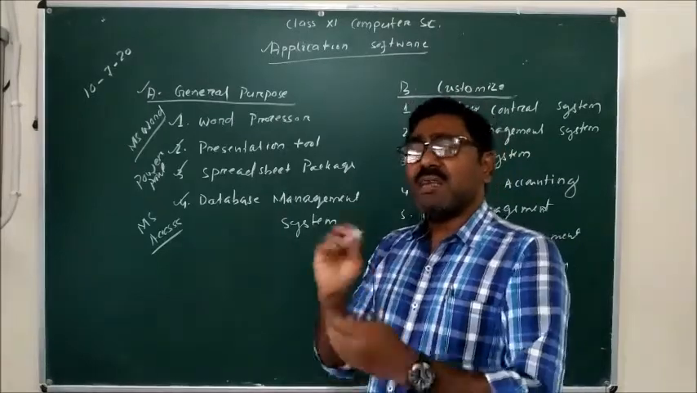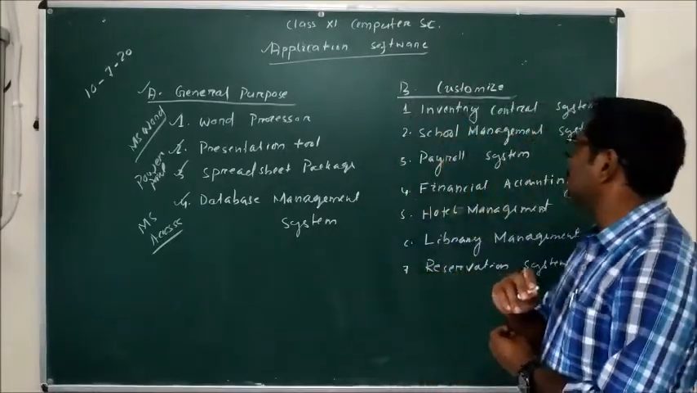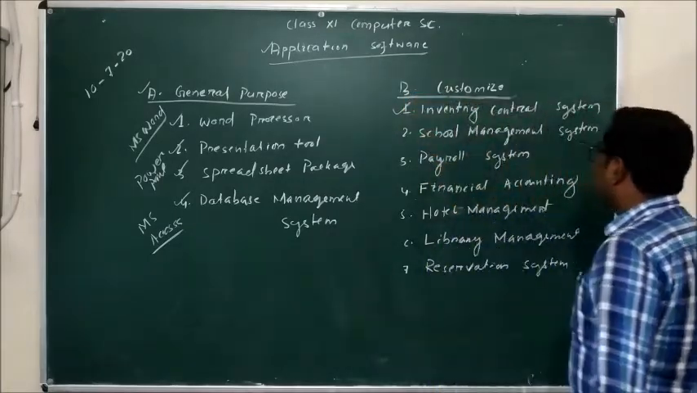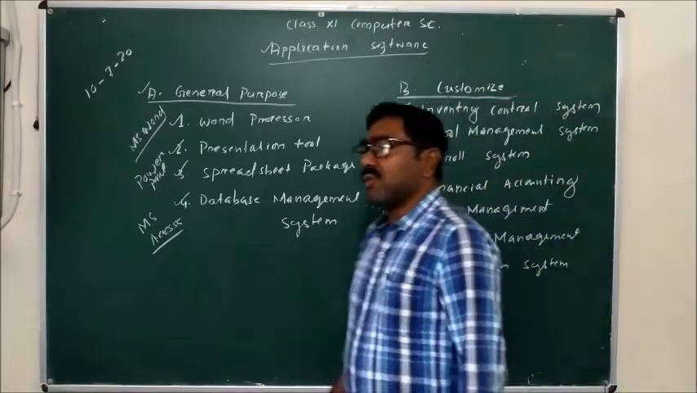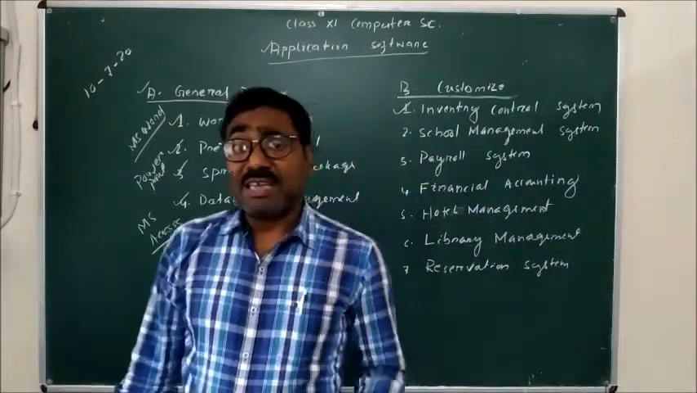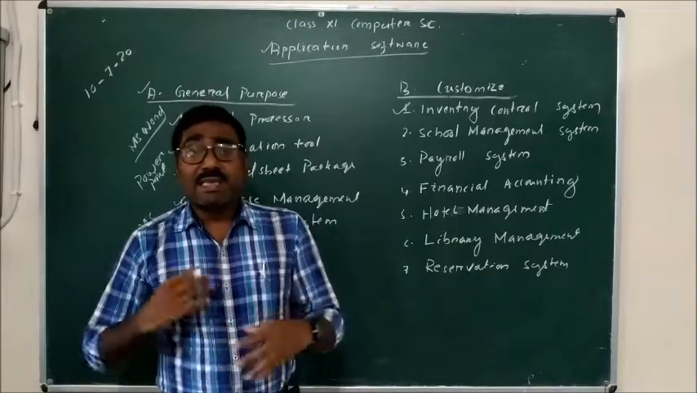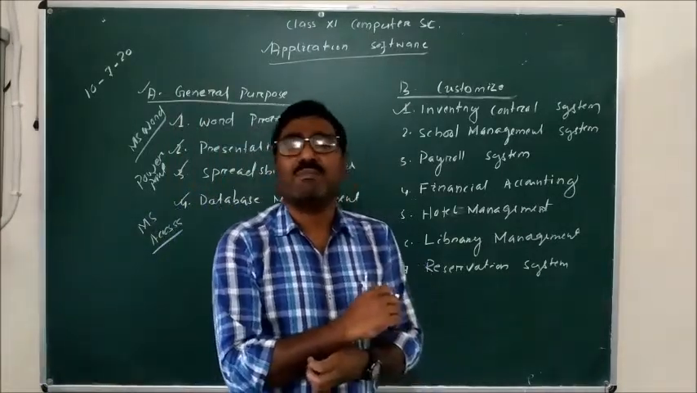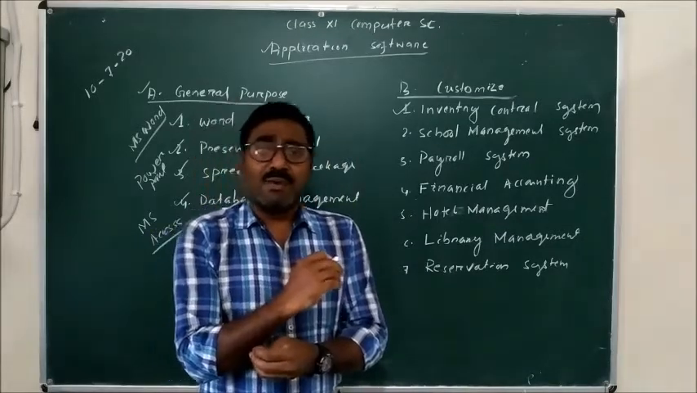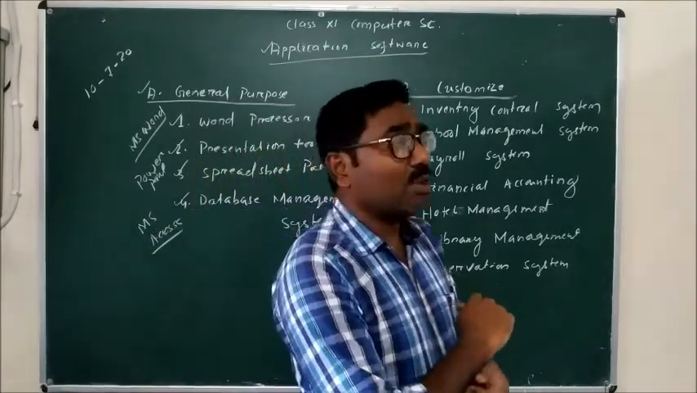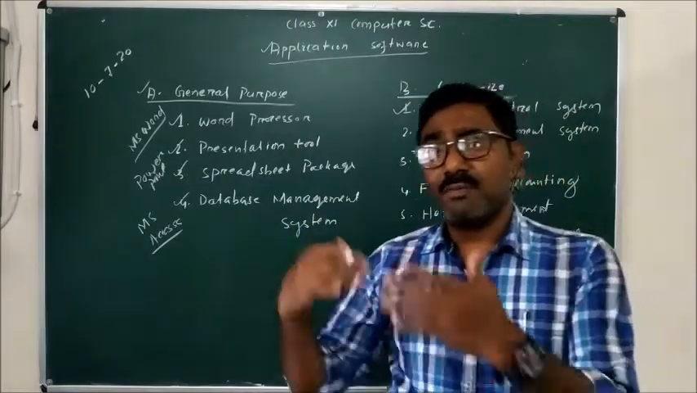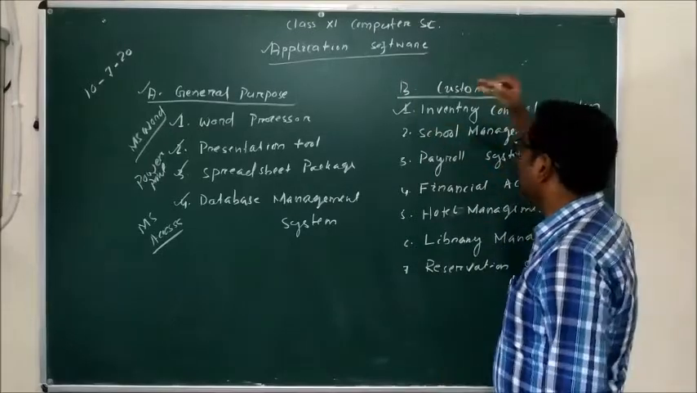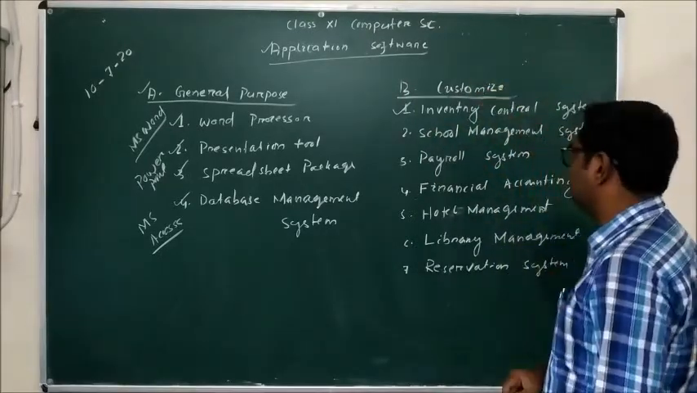Now there are some commonly used customized application software, of which the first one is an inventory control system. The inventory control system is used to maintain the stock of any organization, factories, companies, or anything. Whatever goods are coming or being used, or stored in the godown or warehouse, those are controlled or maintained using an inventory control system.